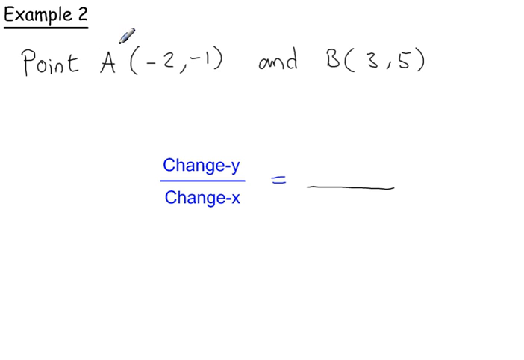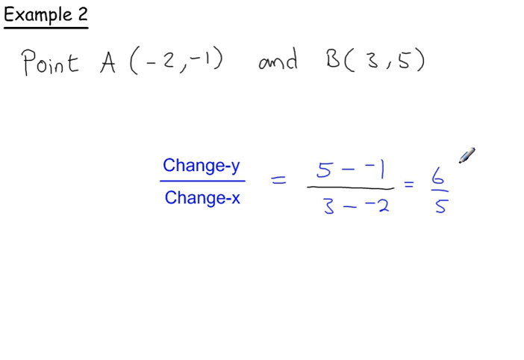Another example, we have 2 points again. Let's say I start with point B, so change in y, 5 minus 1, so be careful with the signs, divided by the change in x, so starting with B again, 3 minus the x-coordinate here, minus 2. So that's 5 plus 1 over 3 plus 2. So this is the gradient of the line that goes through points A and B.